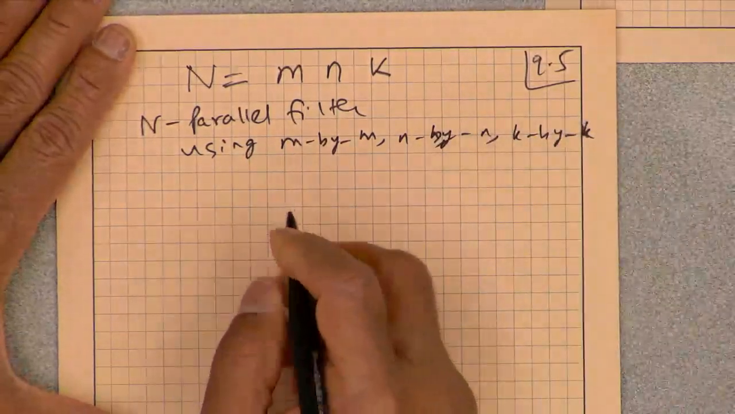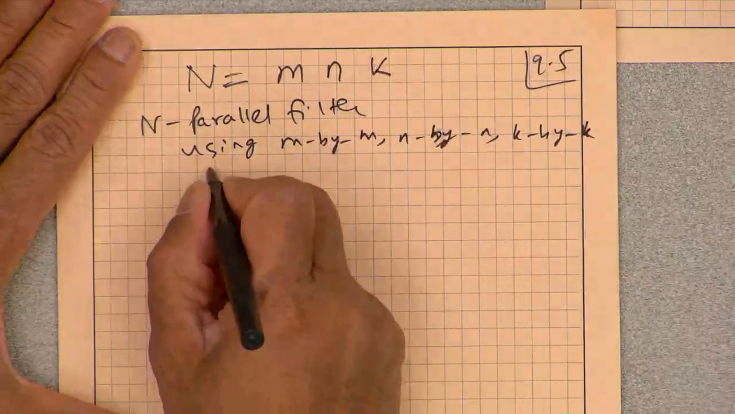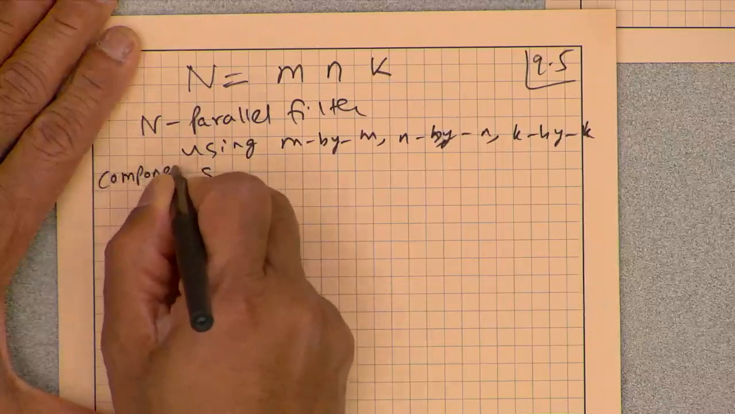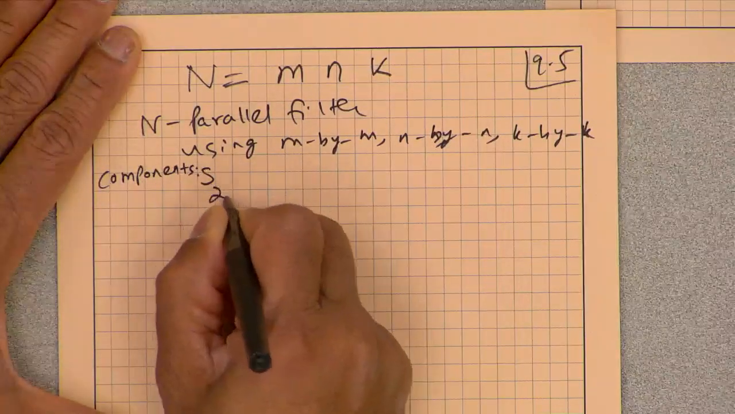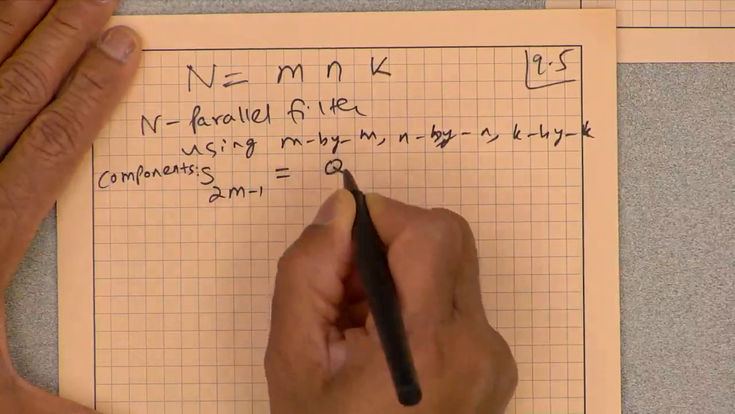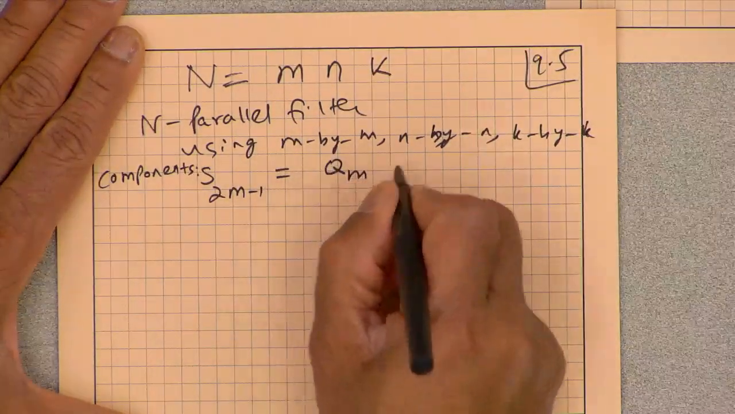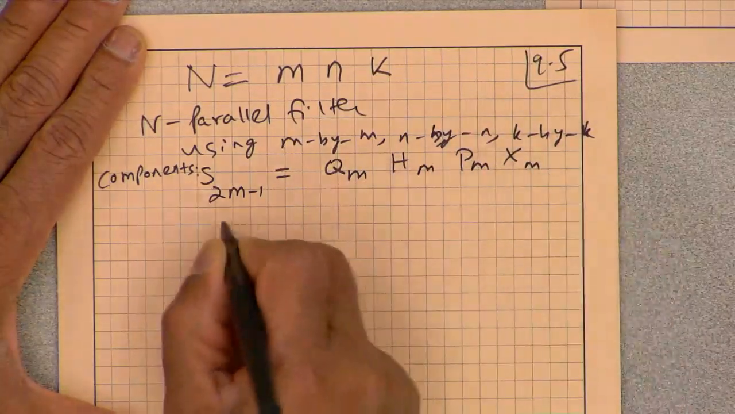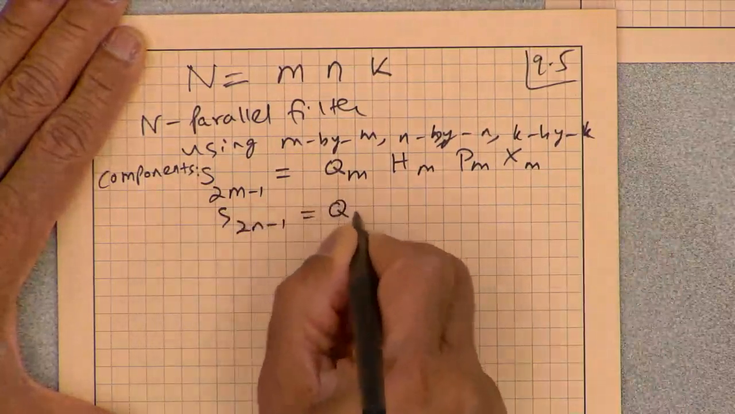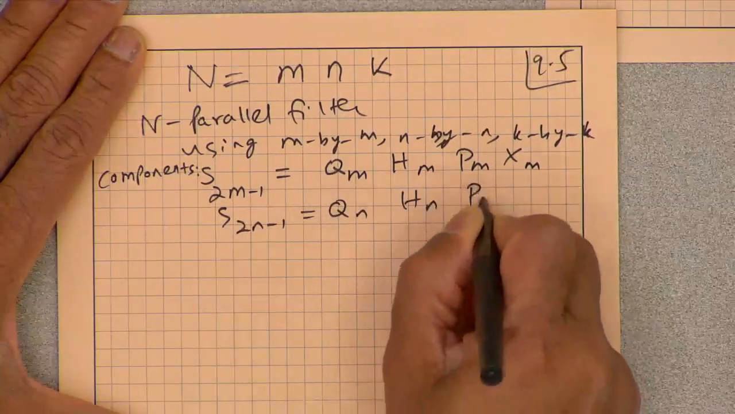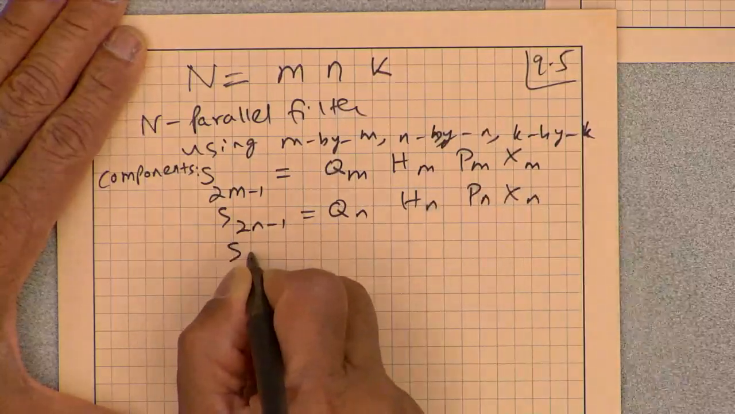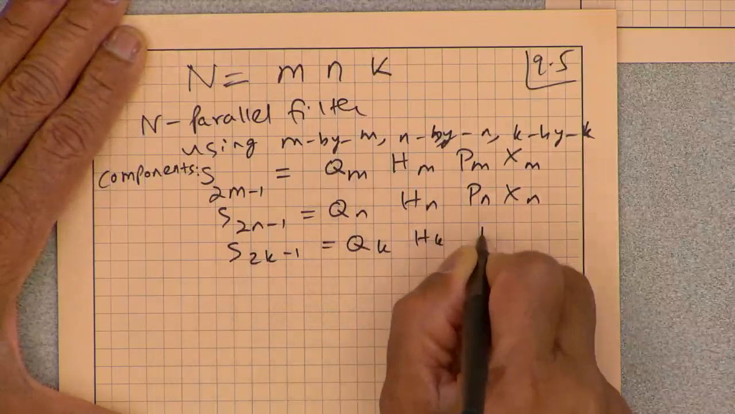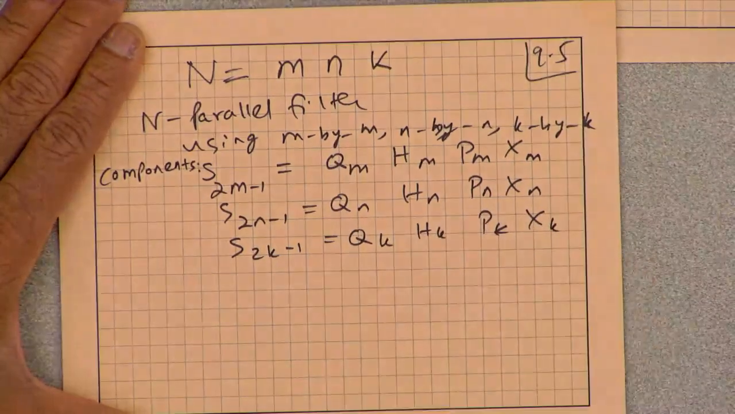So let's just start with the components. So the component equations: S2m minus 1 is Qm Hm Pm Xm. S2n minus 1 is Qn Hn Pn Xn. S2k minus 1 is Qk Hk Pk Xk.